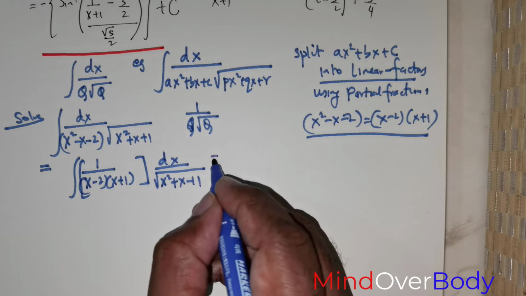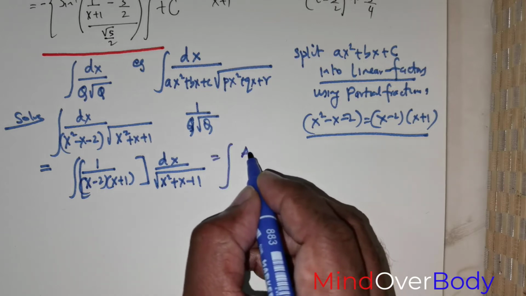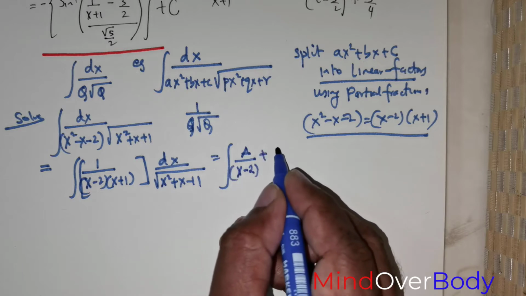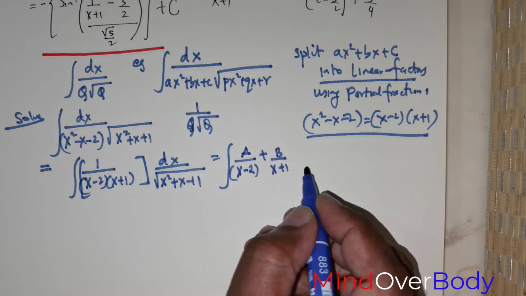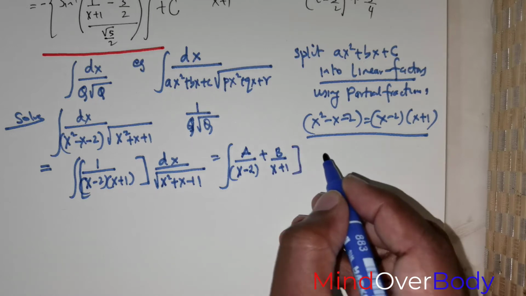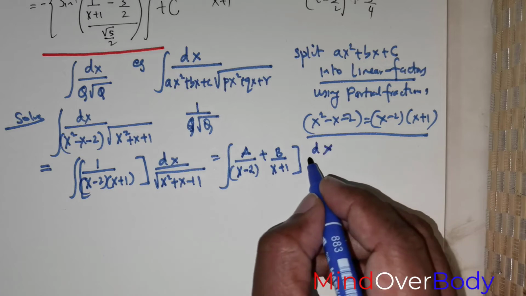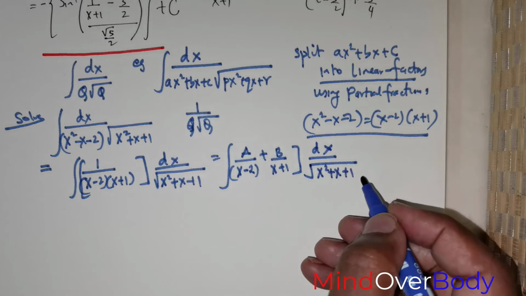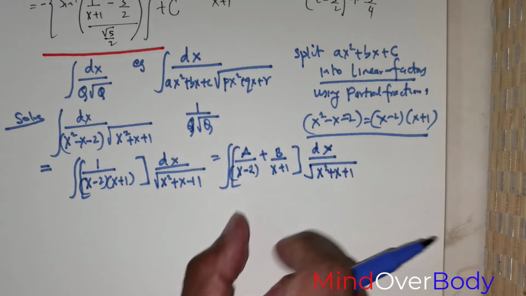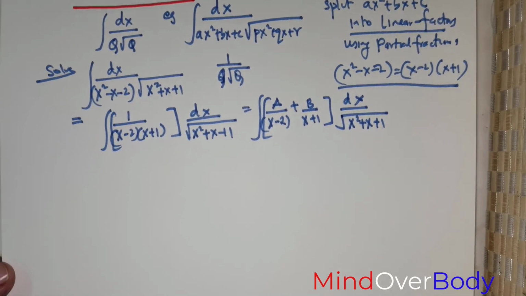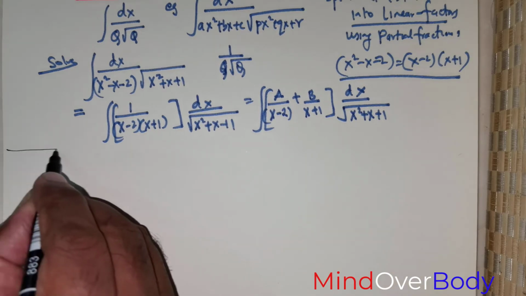Now by partial fractions I can split this as a over x − 2 + b over x + 1, times dx over root of x² + x + 1. So this is always possible. Now the question comes, the evaluation part. Let me just perform the evaluation over here.